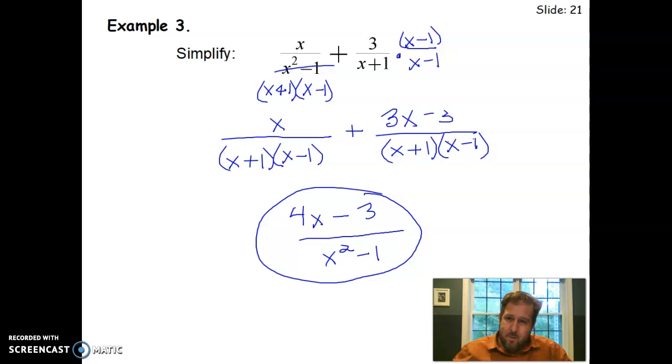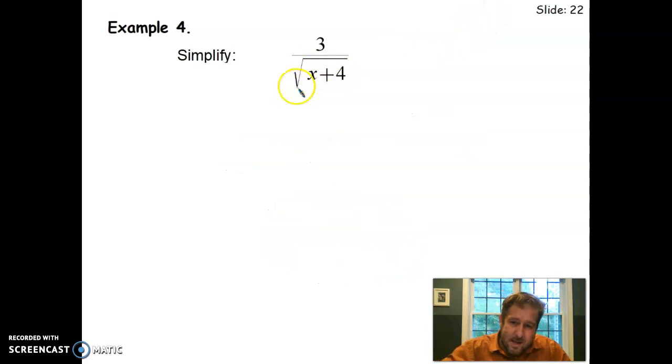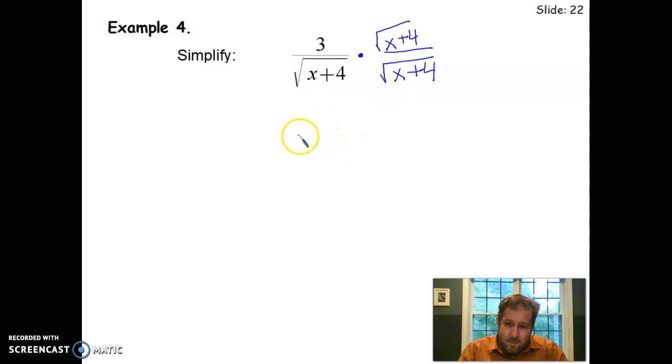All right, example number 4. So this time we're going to rationalize because we have a square root in the denominator. So I want to get rid of that. Since the whole thing's in the square root, I'm going to multiply both top and bottom by the square root of x plus 4. The purpose of doing that is that I'm going to end up getting the square root of x plus 4 squared in the denominator. And then on the top, we have 3 times the square root of x plus 4.